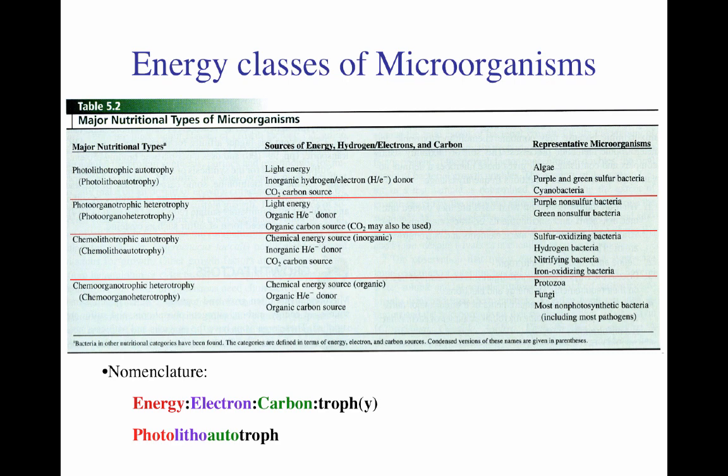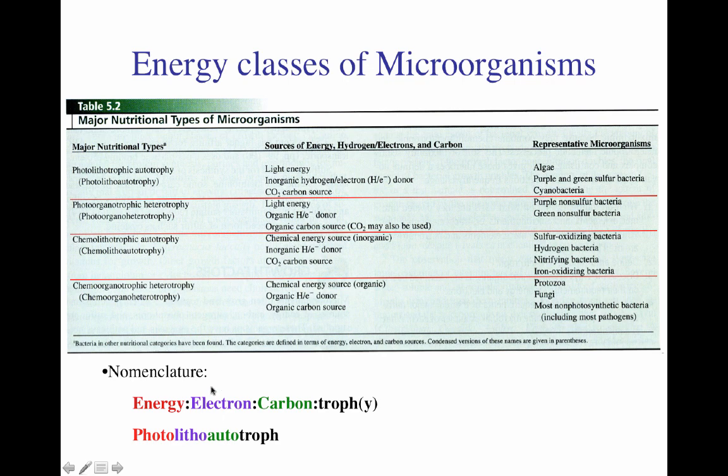So when we take a look at different categorizations, you can see in table 5.2 from a different textbook that the name of the organism goes in the order of the energy source, followed by the electron donor, followed by the carbon source, and at the end you attach the word troph or trophy. So for example, photolithoautotroph is the name of an organism that uses light energy, an inorganic source of electrons, and CO2 as the carbon source.